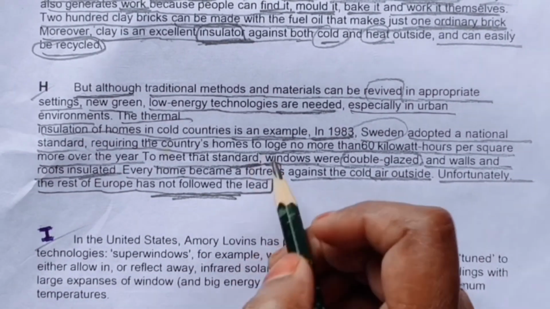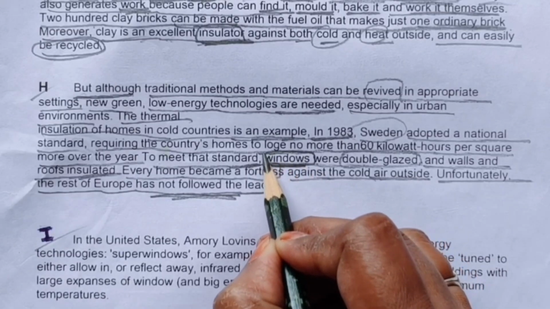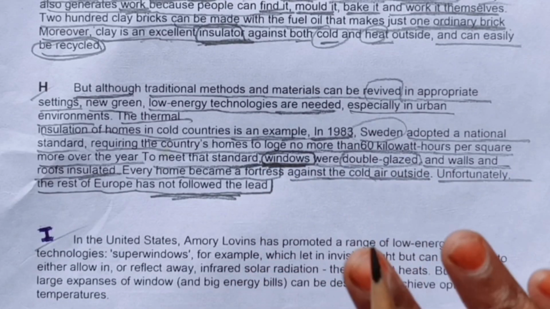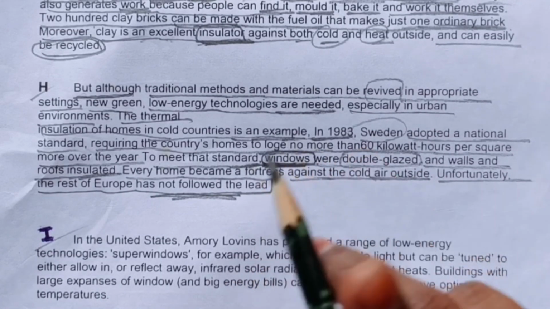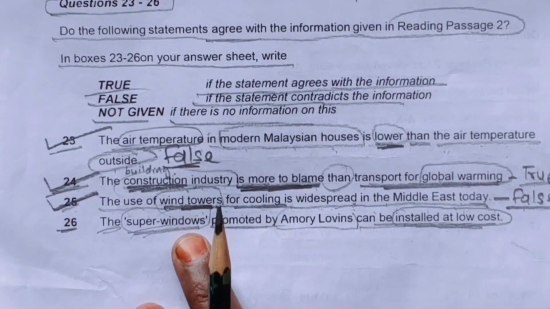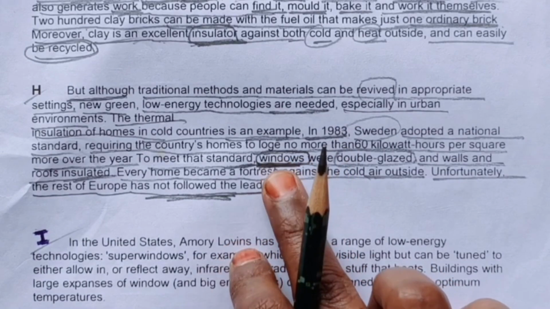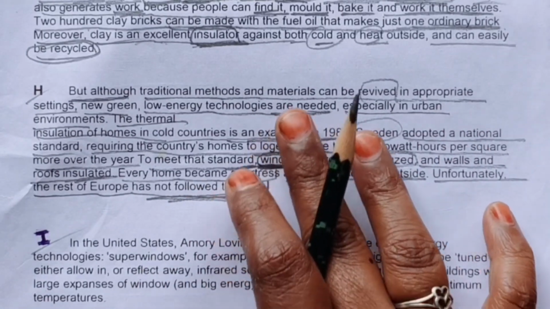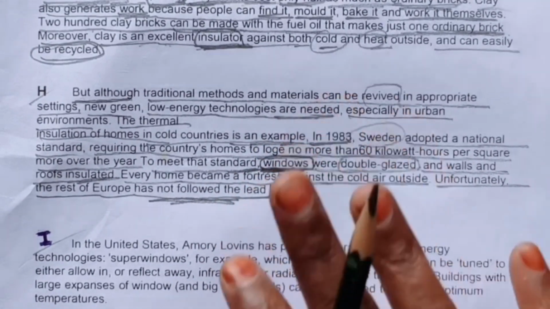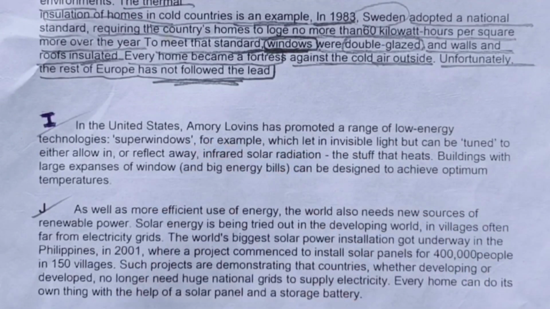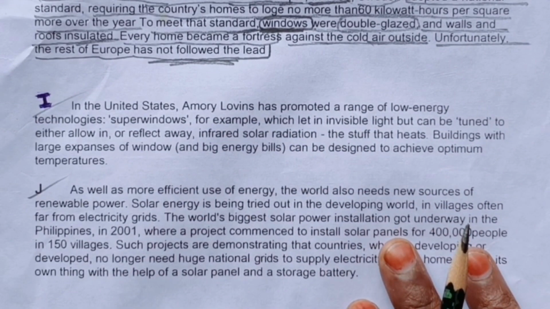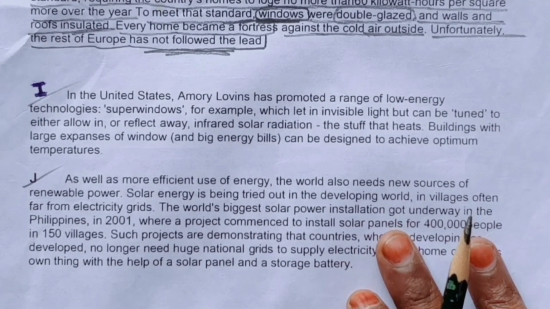In this paragraph, they have mentioned windows but not the super windows, okay? They have mentioned windows but not super windows. In the question, they are asking for super windows, but in this paragraph they have given only windows. So we are not getting any of our answers from H paragraph. So we will move forward towards our I paragraph. Now let's quickly read it.